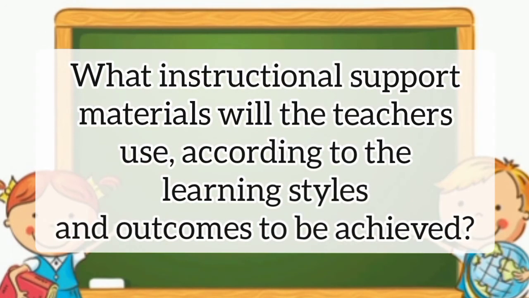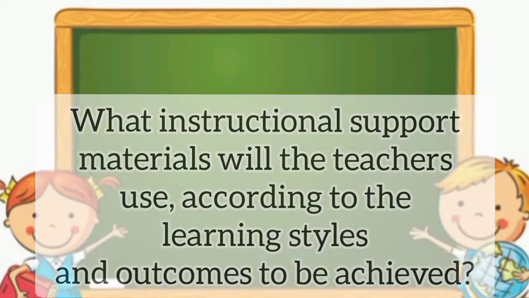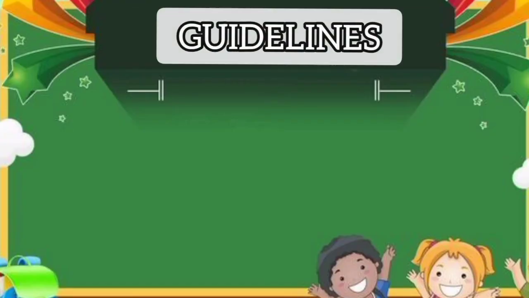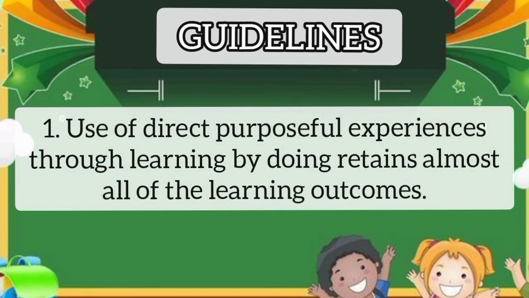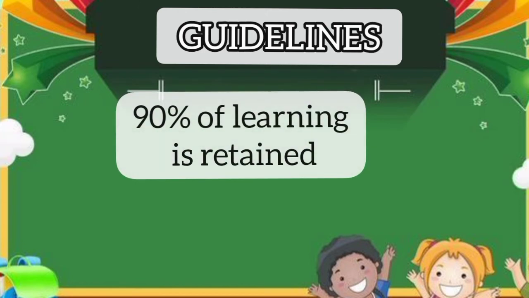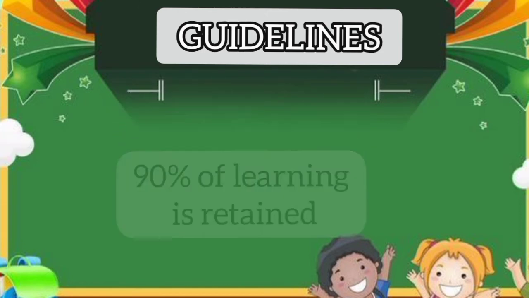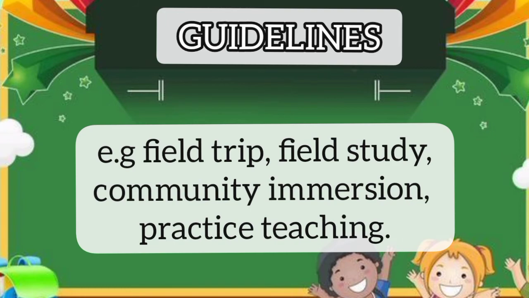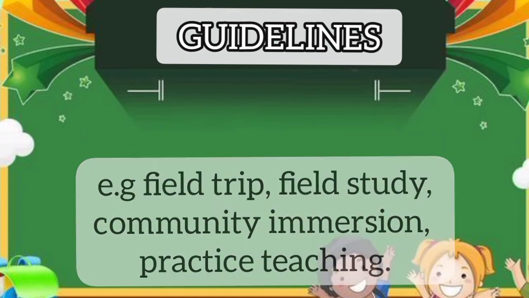So, what instructional support materials will the teacher use? According to the learning styles and the outcomes to be achieved, here are some guidelines. The first guideline is the use of direct, purposeful experience through learning by doing, which retains almost all of the learning outcomes. 90% of learning is retained. Examples are field trip, field study, community immersion, and practice teaching.